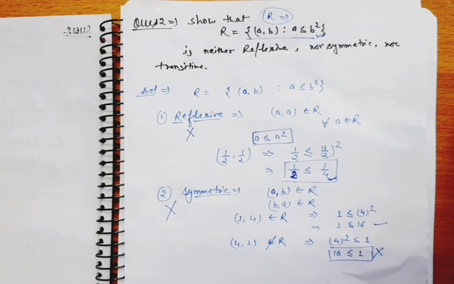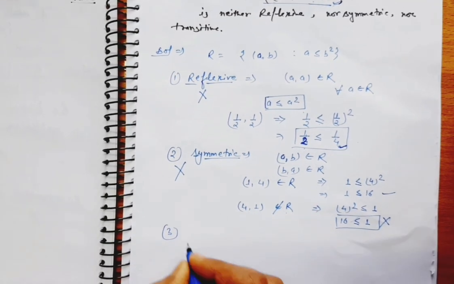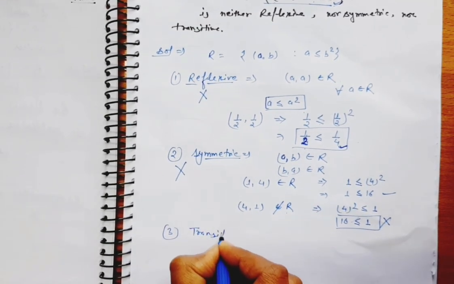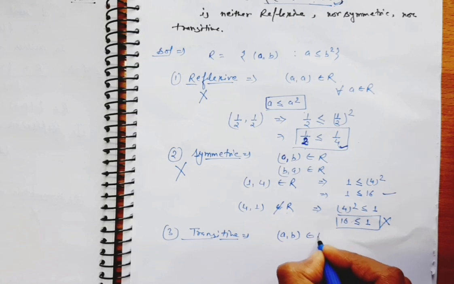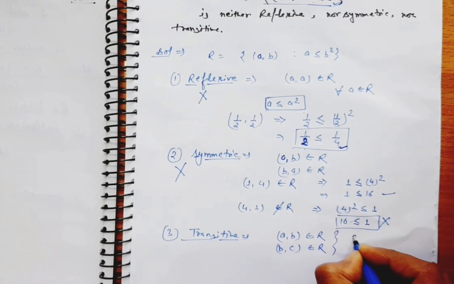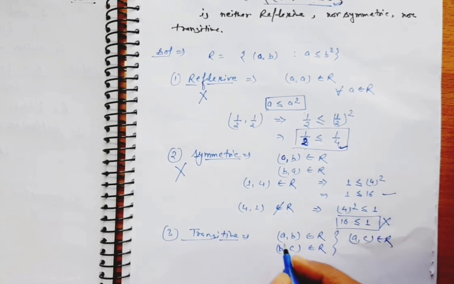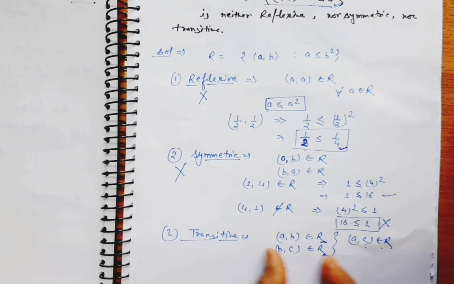Now the third relation that we have to show is the transitive relation. For the transitive relation, the condition is (a, b) belongs to R, (b, c) also belongs to R. For that, (a, c) should belong to R. That means for the given (a, b) which belongs to R and (b, c) which belongs to R, if these two belong to the relation R, then (a, c) should also belong to R. So this is called a transitive relation.